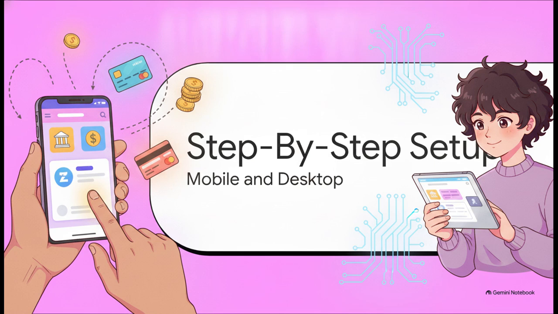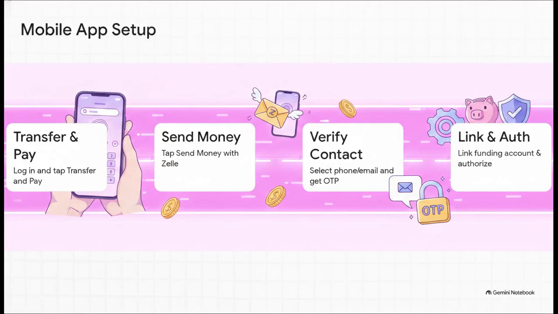Which brings us to Section 3, your step-by-step setup. The actual setup sequence is just incredibly simple. We're going to walk through the mobile app setup first because, let's face it, that's where the vast majority of us are managing our payments anyway. Step 1, log into your Citizens mobile app using your password or Face ID and tap Transfer and Pay right there in the main menu. Step 2, tap Send Money with Zelle.